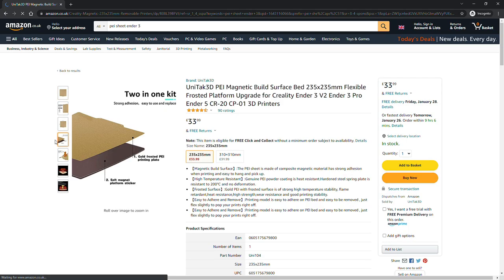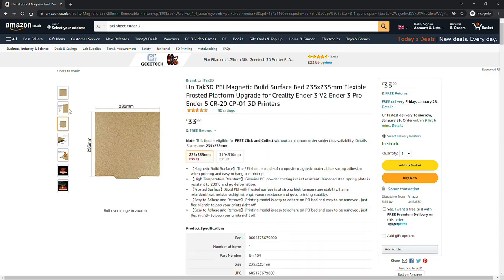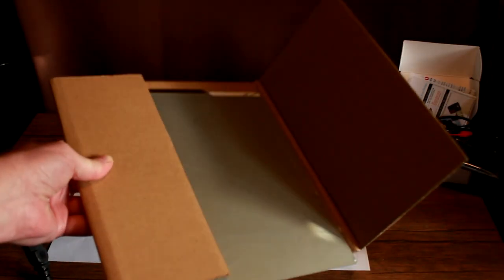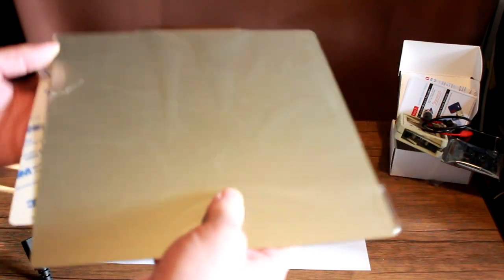To settle this though, or at least to get some more answers, I bought a new PEI bed. Yes, spending more money on a thing that I don't need is how I solve problems. Anyway, I bought this bed because it looked like it was the pre-applied single-sided sticker type that I just mentioned, and luckily I was right, this is what arrived.